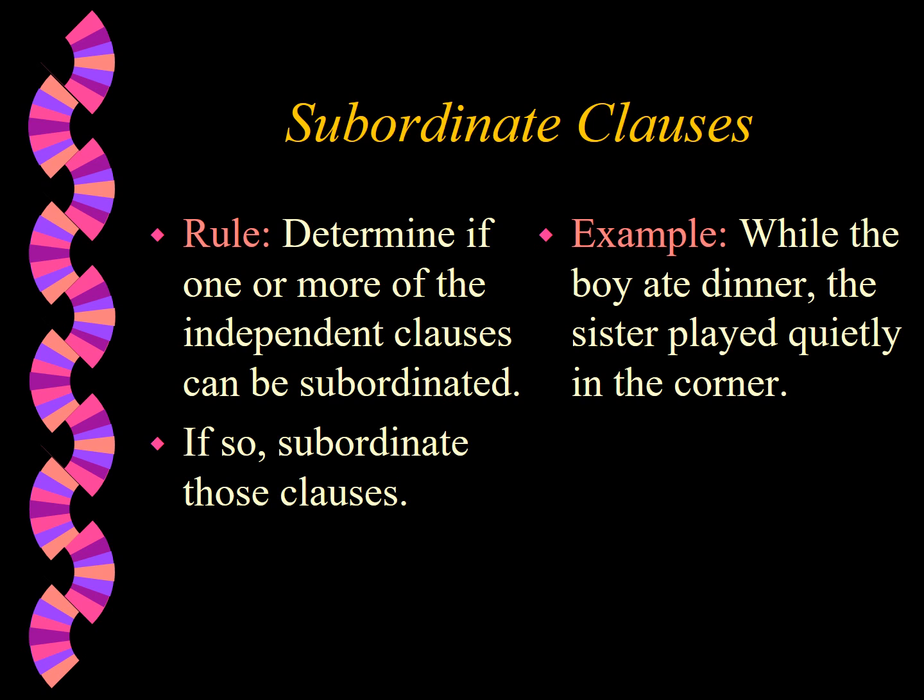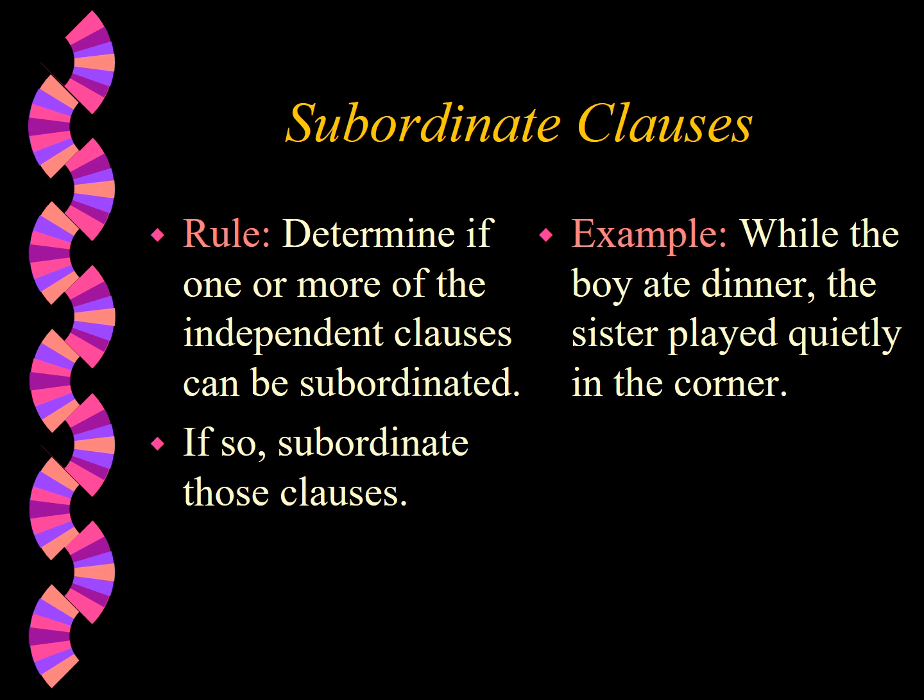You may also use subordinate clauses to help fix a run-on sentence. This one is one of my personal favorites because I feel it gives your sentences a little more pizzazz, a little higher level of writing, and makes the sentences more interesting. So, 1, determine if one or more of the independent clauses can be subordinated. This is important. And if so, subordinate those clauses. So an example would be, while the boy ate his dinner, the sister played quietly in the corner.